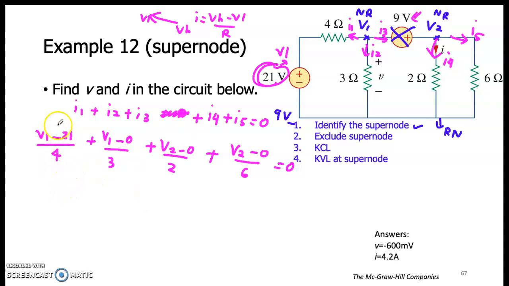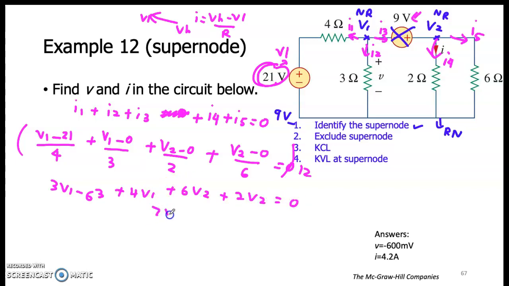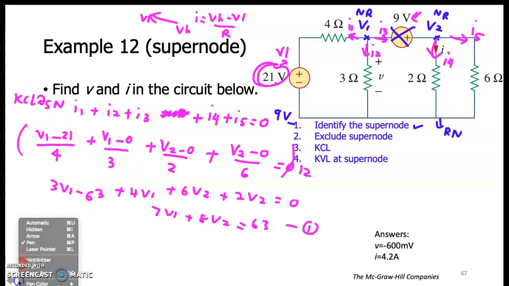So if you solve this one, you multiply by 12. So you can get here 3V1 minus 63 plus 4V1 plus 6V2 plus 2V2 is equal to 0. Then you can get 7V1 plus 8V2 is equal to 63. Equation number 1. Okay, so this is the KCL at where? At the supernode. Now you have two unknowns, so you need to have another equation.